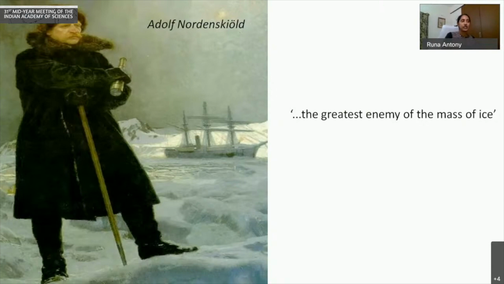And he noted down in his diary that microscopic life was the greatest enemy of the mass of ice. Until recently, Nordenskjold's observations of life on ice remained obscure footnotes in the history of polar exploration. But in the 21st century, as climate science has become increasingly urgent, his work has gained new significance, because scientists have now confirmed the presence of microbial life on the surface of the Greenland ice sheet and elsewhere, and they are now attempting to quantify their ice darkening effect.